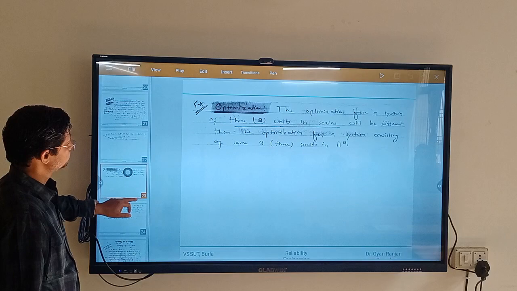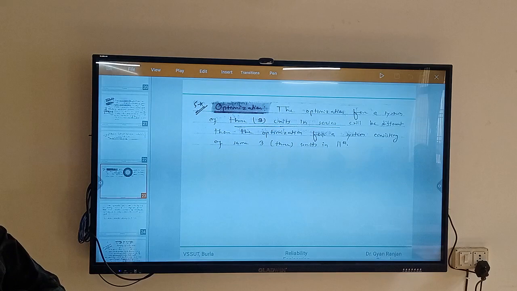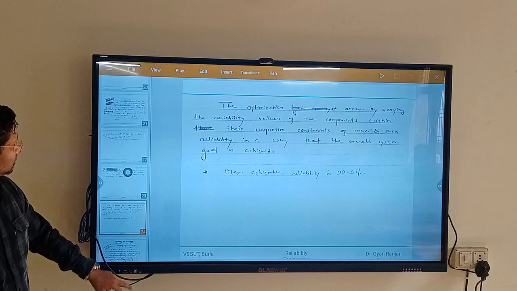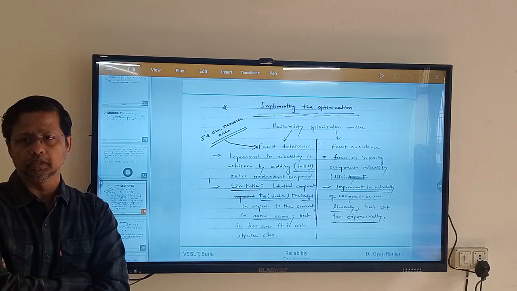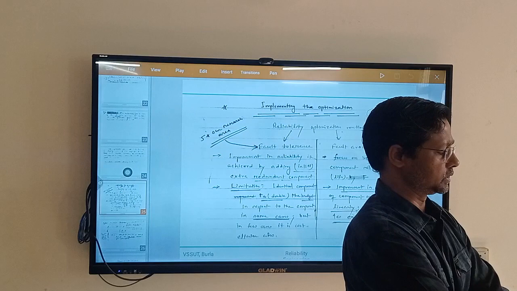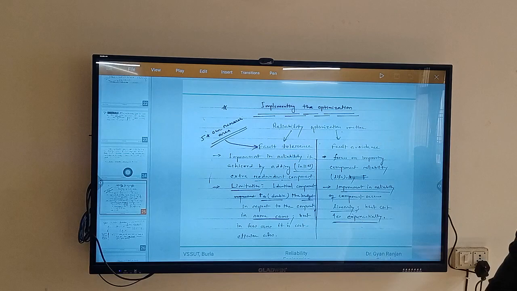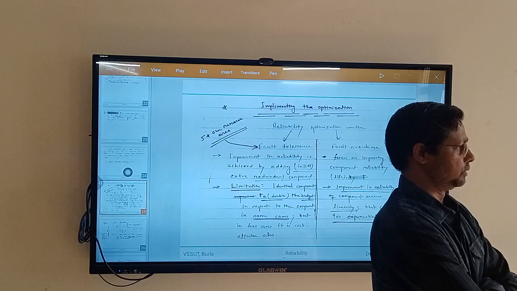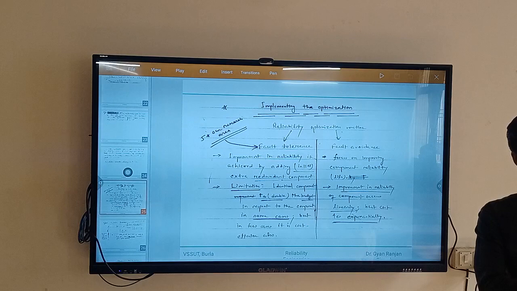Optimization, any doubt? We remove this topic we have already discussed. And then we talk about the implementation of optimization. So if you want to optimize, remember the indices are the reliability or some parameters of the reliability. For example, hazard rate, failure rate, distribution function, density function, MTTR, MTBF, hazard rate, and so on.